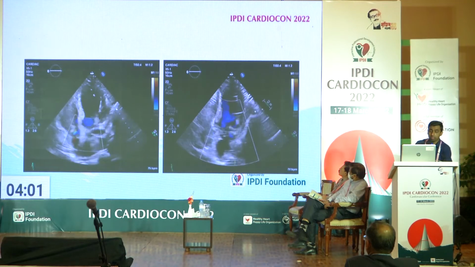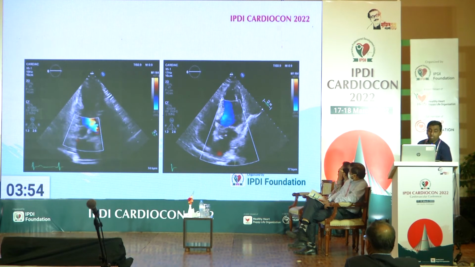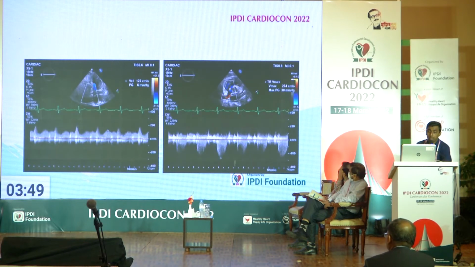On the apical four-chamber view, there is a membrane-like structure in the lower part of the left atrium, also evidenced by the two-chamber view. We did color flow Doppler, which shows flow acceleration through the membrane with an eccentric opening in the membrane. Spectral tracing shows a mild form of obstruction with peak pressure gradient 6 mm of mercury, with trace tricuspid regurgitation and pulmonary artery systolic pressure around 40 mm of mercury.